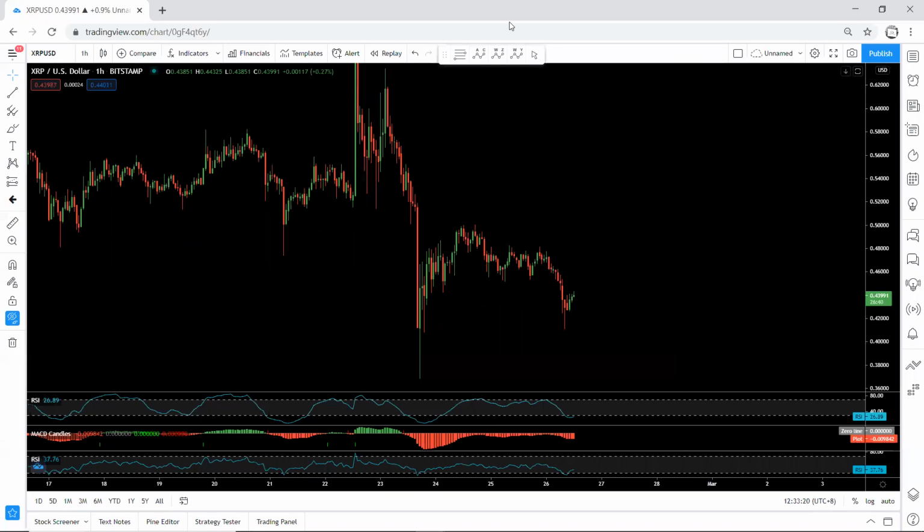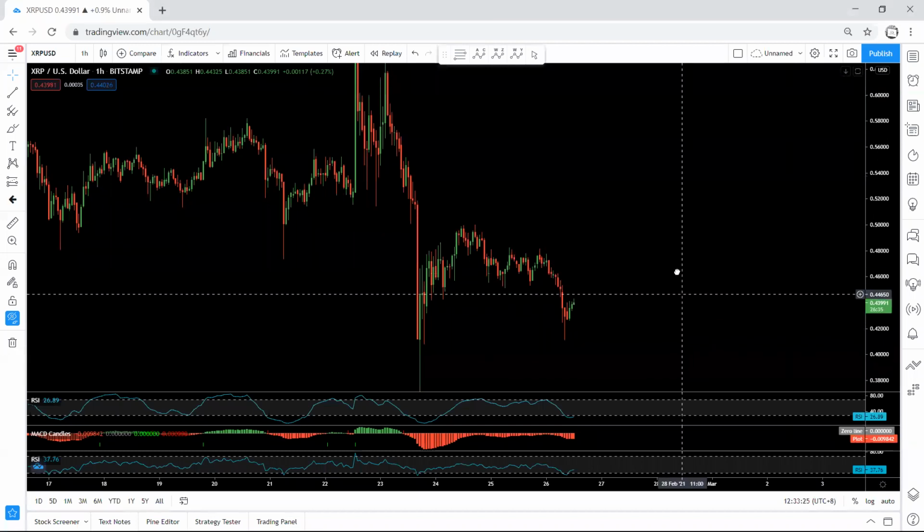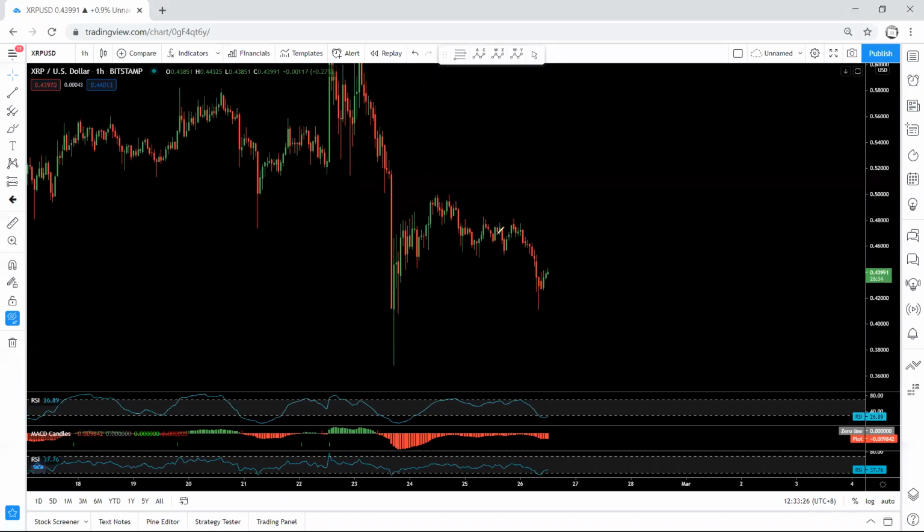XRP, we start with the 1 hour chart. If we refer to our analysis in my last video, when the price was here, I mentioned that we're expecting the price to drop and break this low because we were putting this one as a correction. I mentioned an internal 1 to 3 relative to this, and this is what we get.